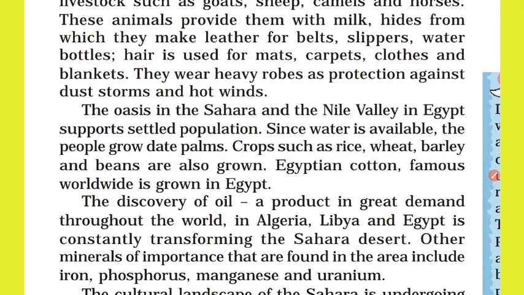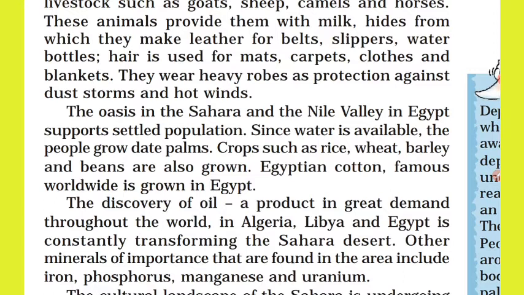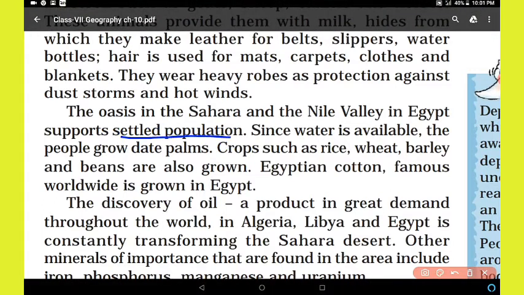The oases in the Sahara and the Nile Valley in Egypt support a settled population because they provide water. Since water is available, the people grow date palms. Crops such as rice, wheat, barley and beans are also grown in this region. Egyptian cotton, famous worldwide, is grown in Egypt. So this is also part of the Sahara Desert.